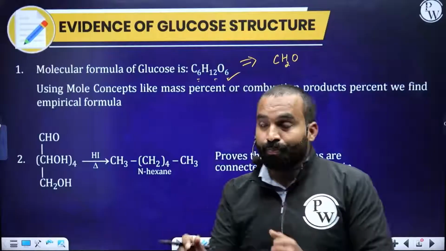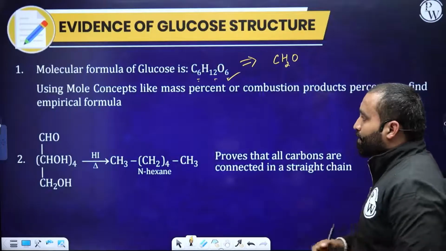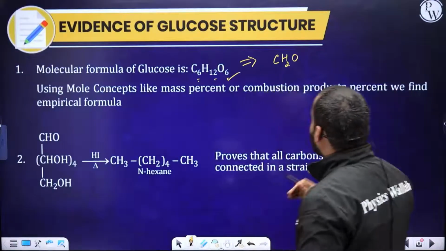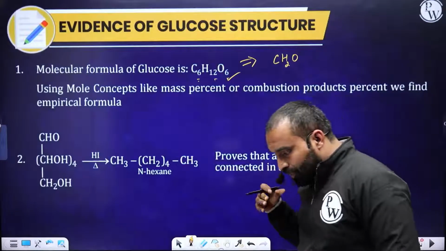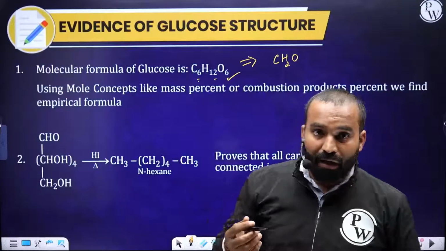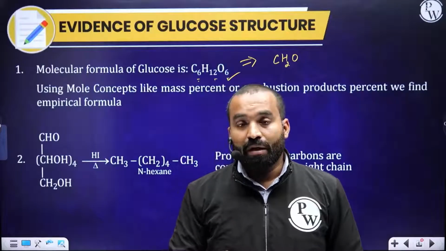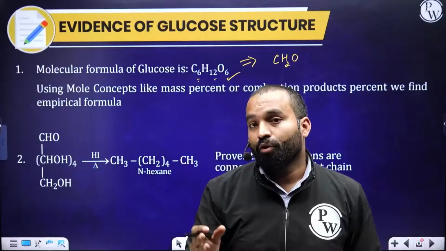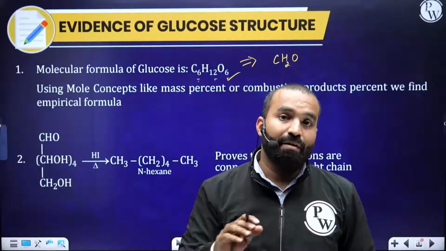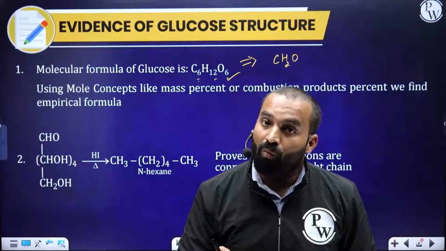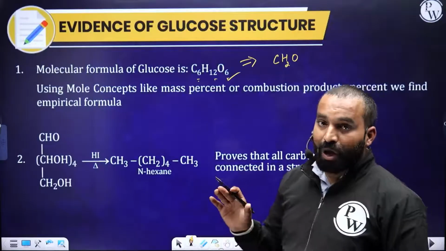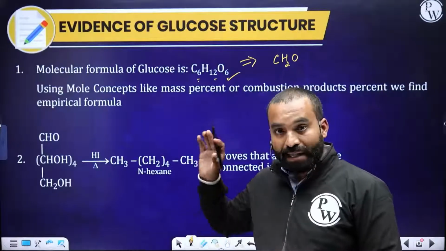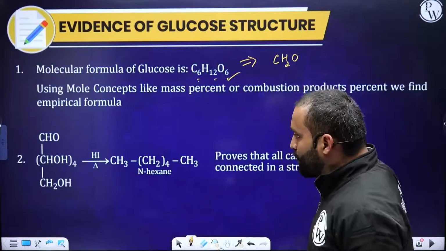It will follow you. So using mole concept like mass percentage, or the combustion method, combustion reaction. What is a combustion reaction? When you burn any hydrocarbon in the presence of oxygen, every carbon atom will transform itself to CO2 and every hydrogen atom will be transformed to water molecules. So we can then figure out how much carbon, how much hydrogen is present in this formula.